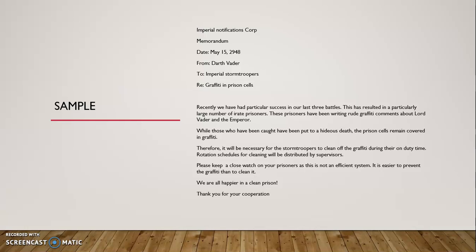Please keep a close watch on your prisoners, as this is not an efficient system. It is easier to prevent the graffiti than to clean it. We are all happier in a clean prison. Thank you for your cooperation. Quick, to the point, very clear what's happening, very clear why it's happening, very clear what's expected from the people receiving the memo.